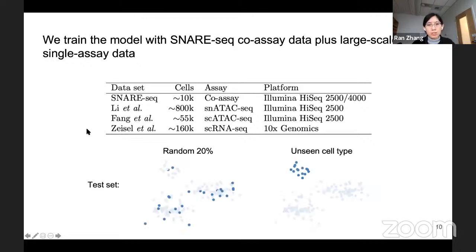To evaluate, we tested in two scenarios. In the first scenario, we hold out a random 20% of cells in the SNARE-seq as the test set. In the second scenario, we test if this model can generalize to predict on an unseen cell type, so we hold out an entire cell cluster from the training process.